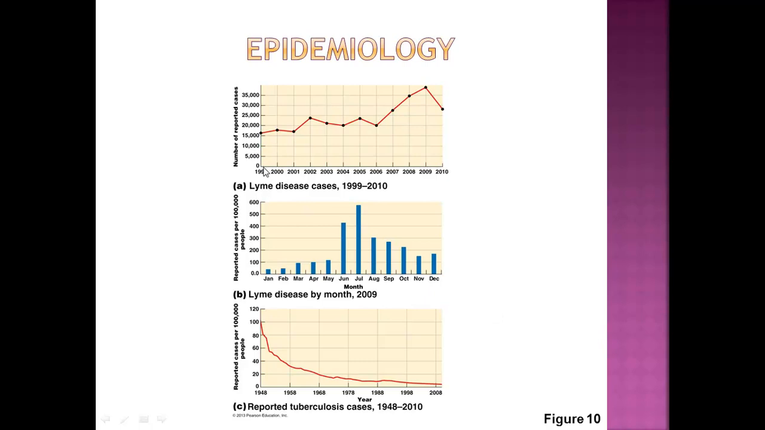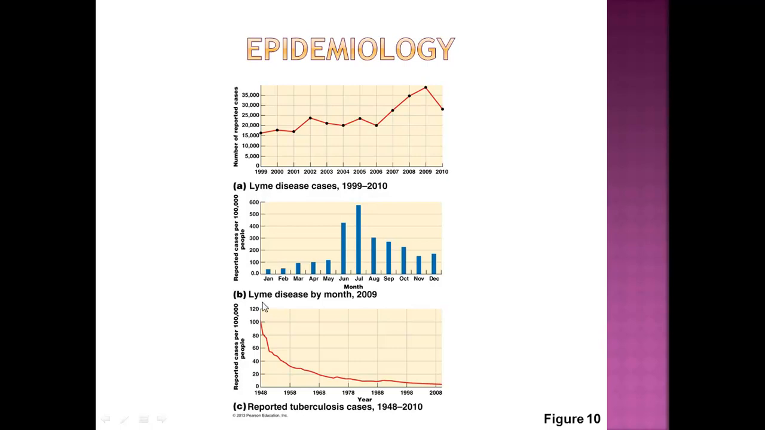And we'll see the tracking done using epidemiology. We see that the Lyme disease from 1999 to 2010, it was kind of low and then it started to rise again and now it's on the decrease. But then if we look at 1 year, we'll see that it was more prevalent to get Lyme disease in July, of course, the summer months when ticks are happy.